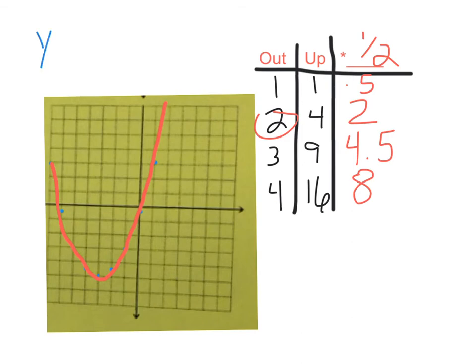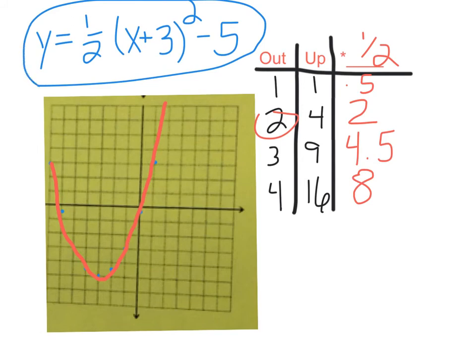So writing my equation, it's not flipped, so there's no negative sign. The 1/2 then goes out first. It's quadratic, so my parentheses with a squared, and I move to the left 3 spaces. Moving to the left, I add in there. I move down 1, 2, 3, 4, 5 spaces, and moving down is a negative. So this is my equation for that graph.